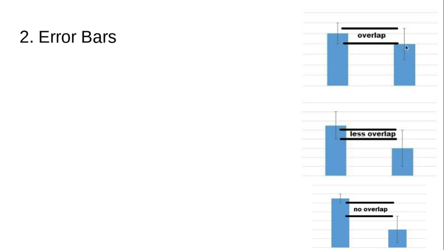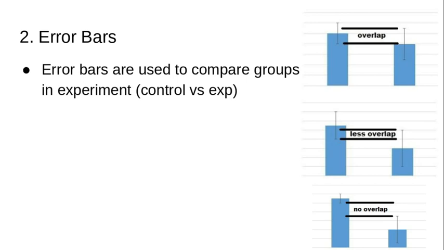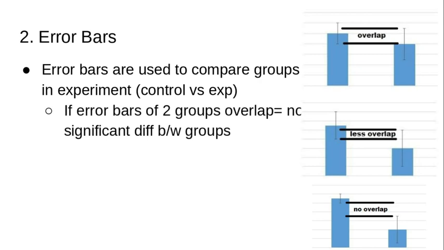What gets interesting is when we can start to compare groups. We use the error bars between 2 or 3 or 4 groups, and what we're looking at is overlap of the error bars. So here's the rule. Error bars, again, are used to compare different groups. For us, that's primarily the control group compared to the experimental group. If error bars between 2 groups overlap, like we see here in this top example, there's not really a significant difference between the outcomes of those 2 groups.